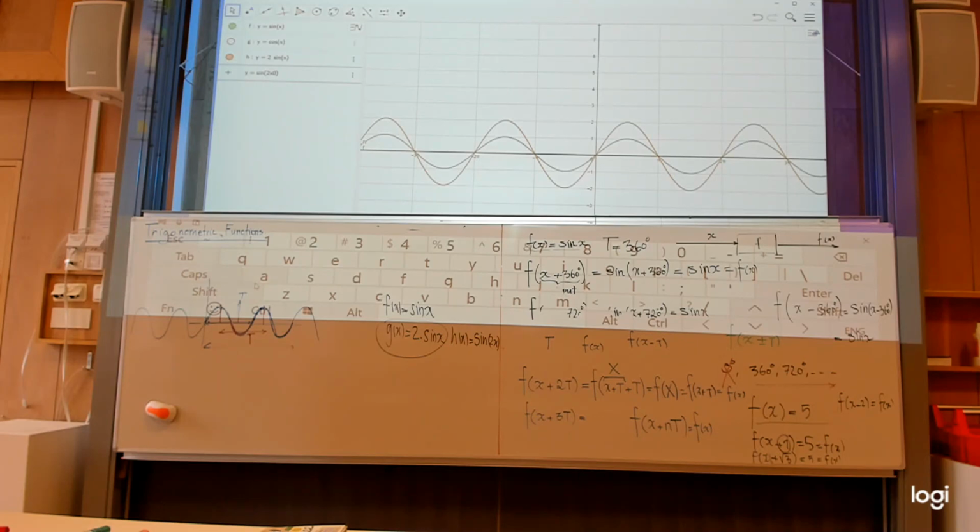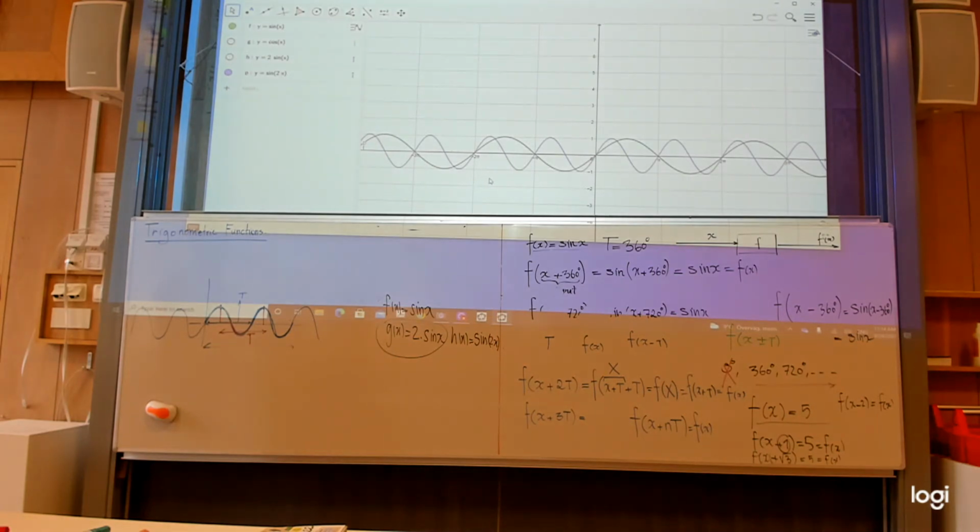Oops, I made a mistake. Okay, so let me get rid of this. That would be the new graph. The green one is the old one, but this purple one is the new one. And you see that the heights are the same. The higher one and the lower one are still 1 and minus 1. Agree?